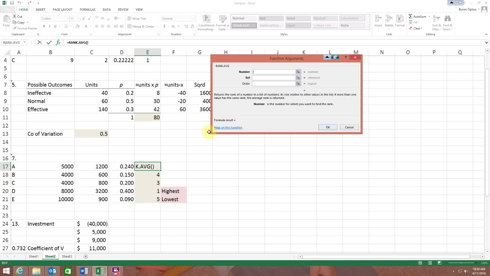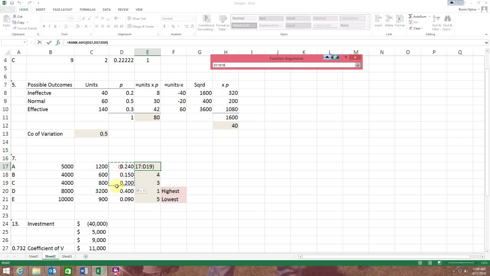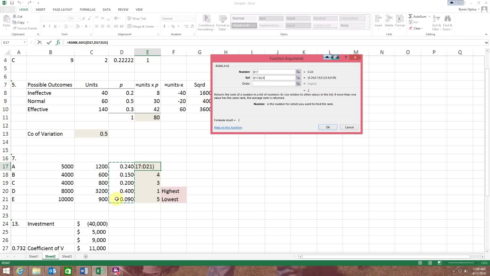So my number is this number that I'm comparing, and that one I leave. Then my reference is from here, and I'm going to hit F4 through here, and I'm going to hit F4 again. Oops, I guess when I hit F4 it does all of them. Okay. And then, let's see, order is the number of rank listing. Do I want descending, equals 0 or omitted, or ascending, any non-zero? So I can put a 1 in there, whichever, and I think I've got these as descending.